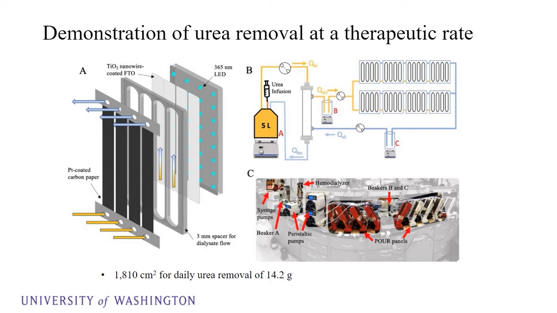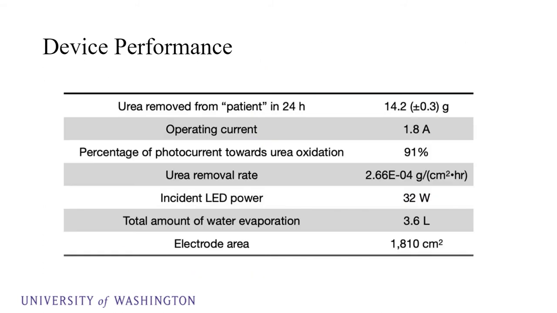And we tested this device on the benchtop with 1,800 centimeter square of active surface area. We can remove the daily urea at a rate of 14.2 grams. So here's a summary of the device performance. In 24 hours, we have removed 14.2 grams of urea using active electrode area of 1,810 centimeter square.